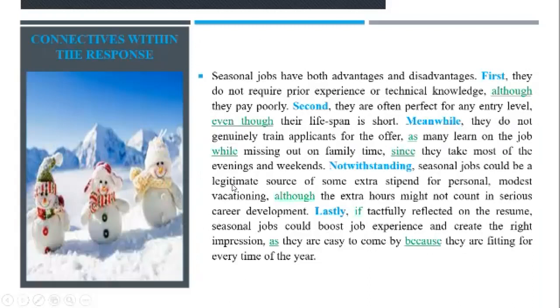So let's look at this. And then I said discuss marker. So let's see how I started. Now, this is actually my response. I said seasonal jobs have both advantages and disadvantages. Now, this is my topic sentence, just so that the examiner understands that I know the focus of the task.